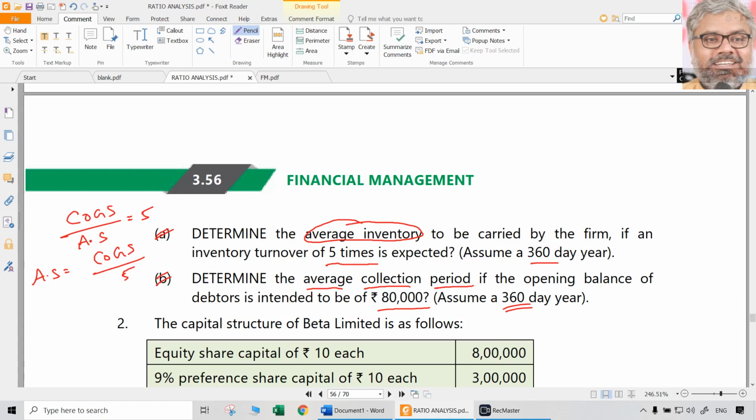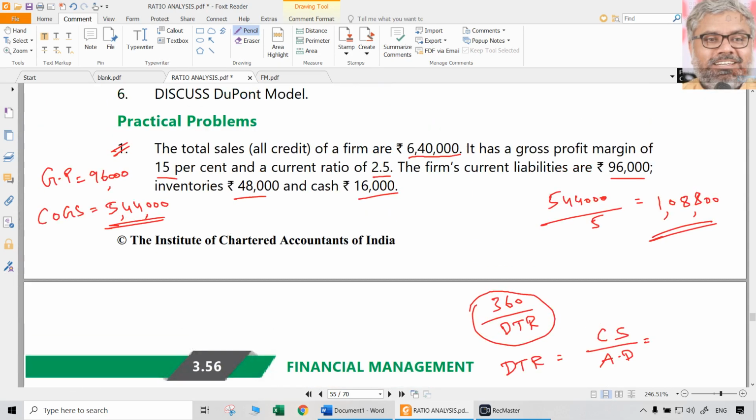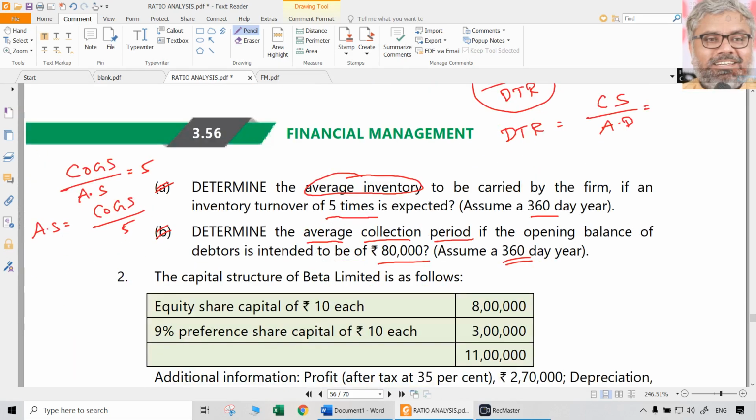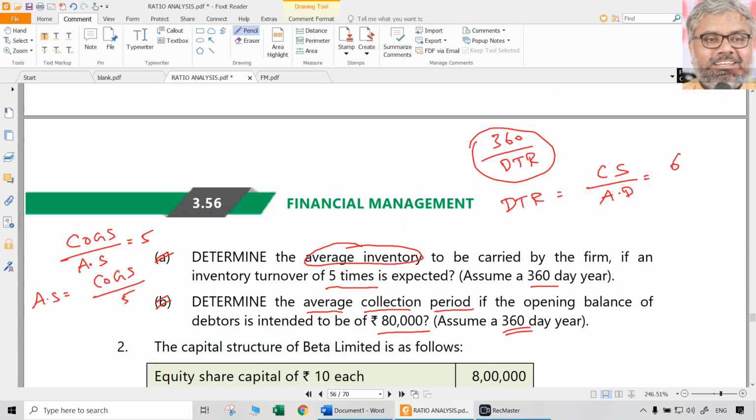Collection period is nothing but the debt collection period, or we can call it debtors velocity, and we know that it has to be calculated by using the formula 360 divided by debtors turnover ratio. That is the formula. First we should write that. Then we also should know what is the formula for debtors turnover ratio. What will be that? That is nothing but net credit sales divided by average debtors. That is debtors turnover ratio. Credit sales is known because it was mentioned that all sales are on credit basis. Total sales are 6,40,000. So substitute it here in the numerator.